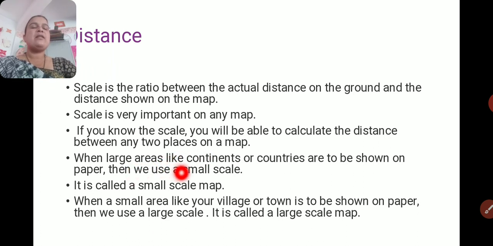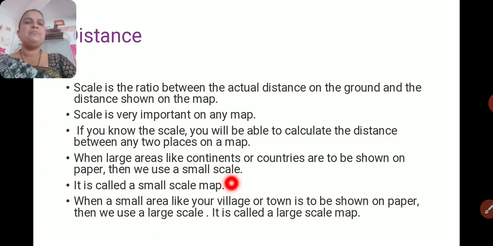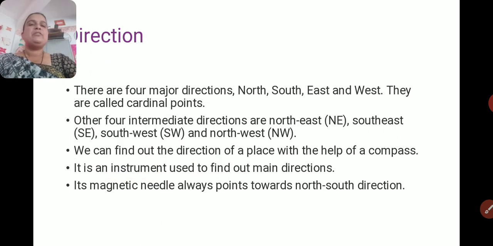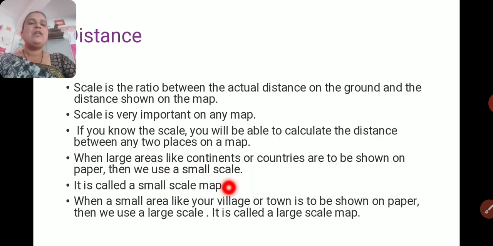When large areas like continents or countries are to be shown on paper, then we use small scale. Small scale, suppose 1000 kilometers for 1 meter. It is called a small scale map. And when small areas like your village or town are shown on paper, then we use large scale. It is called a large scale map. Such as for 5 kilometers, 1 meter scale is used on the map.